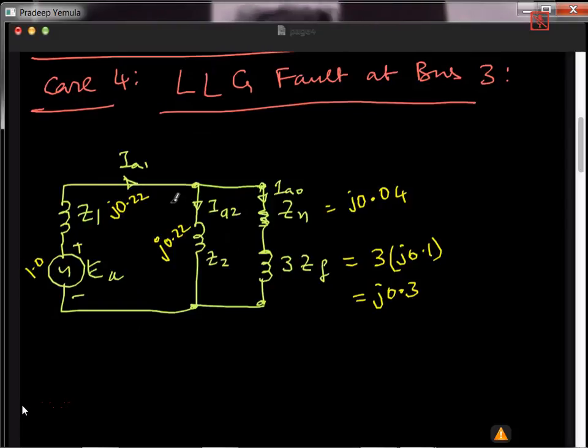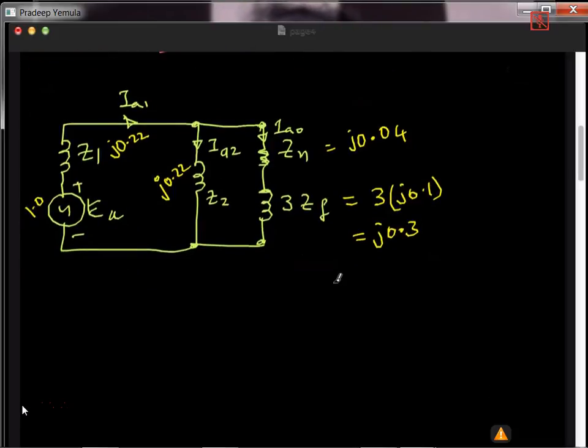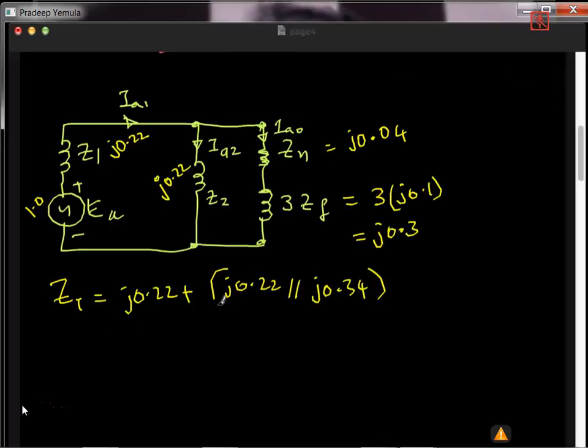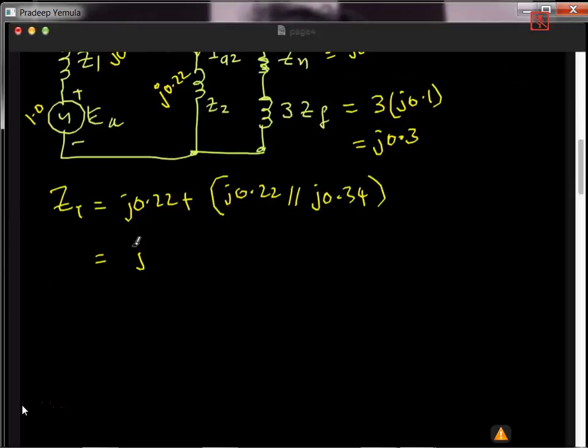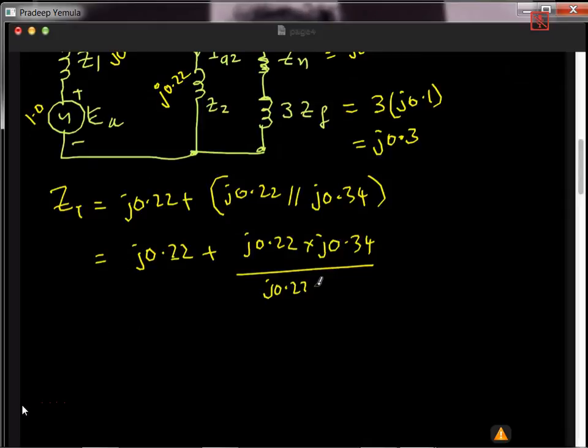From this, can I find IA1, IA0 and IA2? Of course I can. First let me find the total impedance. It is j0.22 plus j0.22 in parallel with this. What is the total here? 0.04 and 0.3, so this is 0.34. These two are in parallel. That is j0.22 plus j0.22 into j0.34 divided by j0.22 plus j0.34.